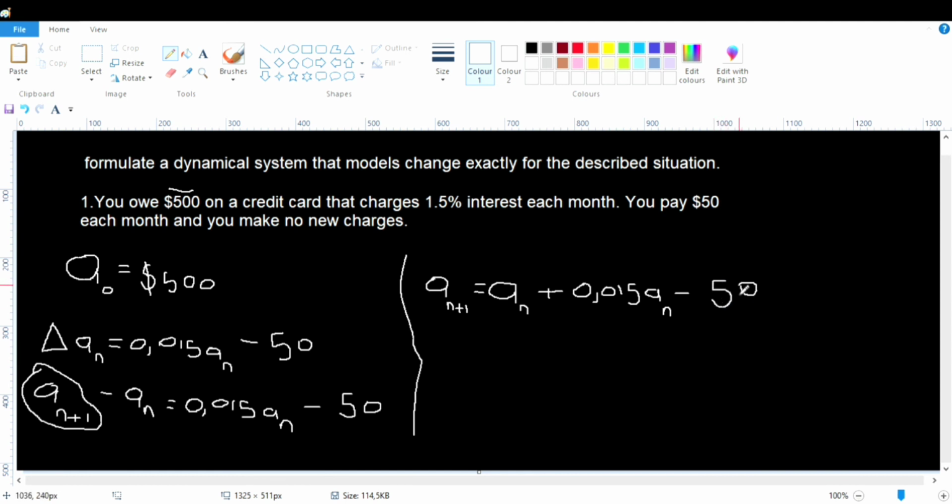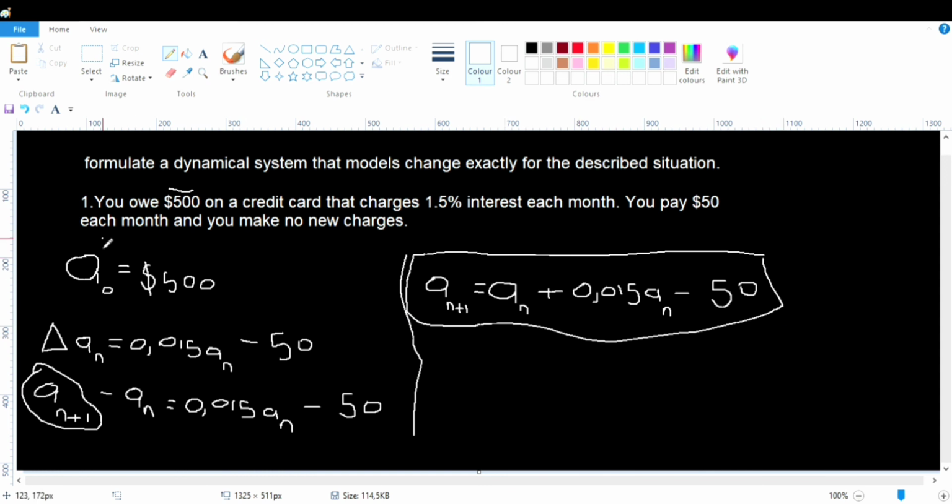So this one is the final answer. So this one is the dynamical system. Don't forget to write the initial value. But here we have like terms. You can add these two like terms. Let's just go ahead and do so.